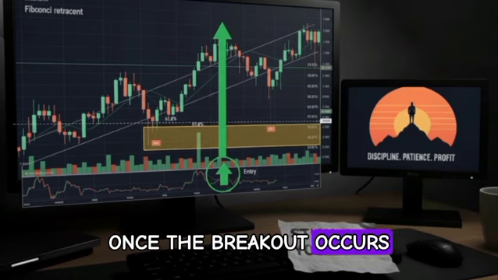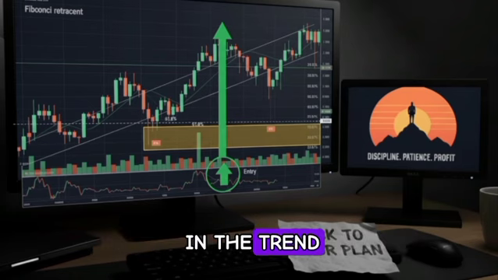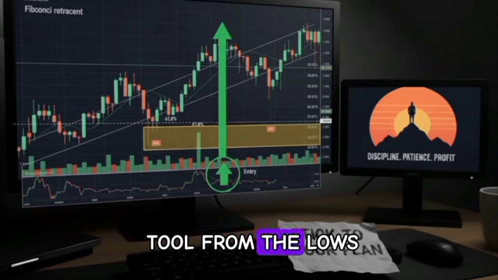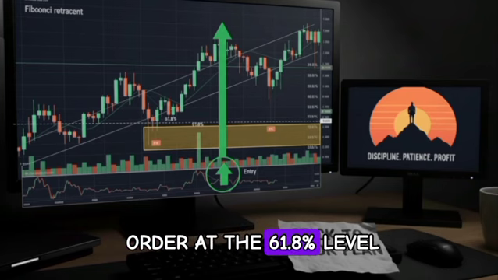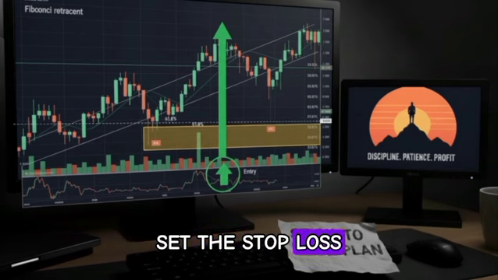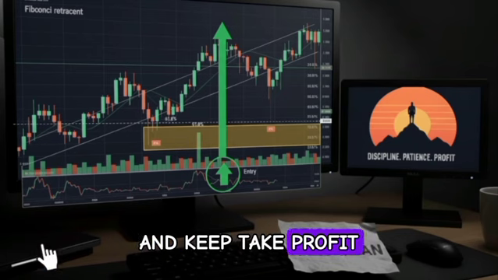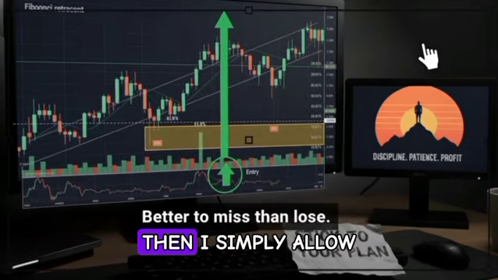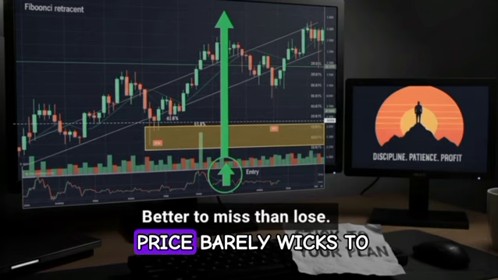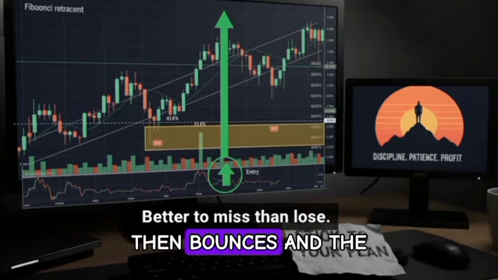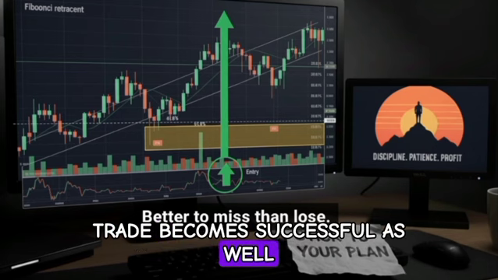Once the breakout occurs and slight exhaustion appears in the trend, I apply the Fibonacci tool from the lows to the highs, then place a buy order at the 61.8% level, set the stop loss slightly below entry, and keep take profit at the previous high. Then I simply allow the market to play out. As seen here, the price barely wicks to our entry point, then bounces, and the trade becomes successful as well.